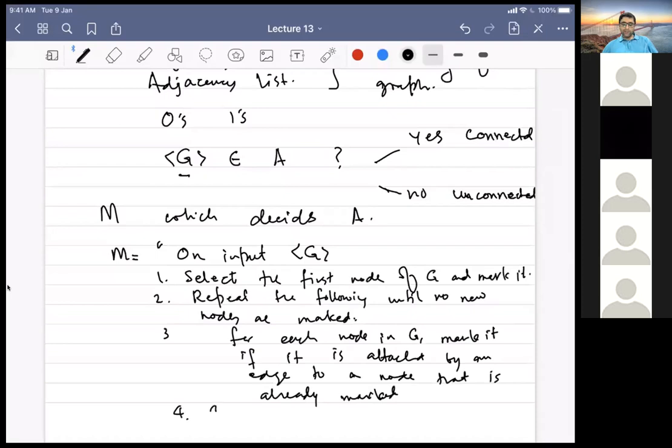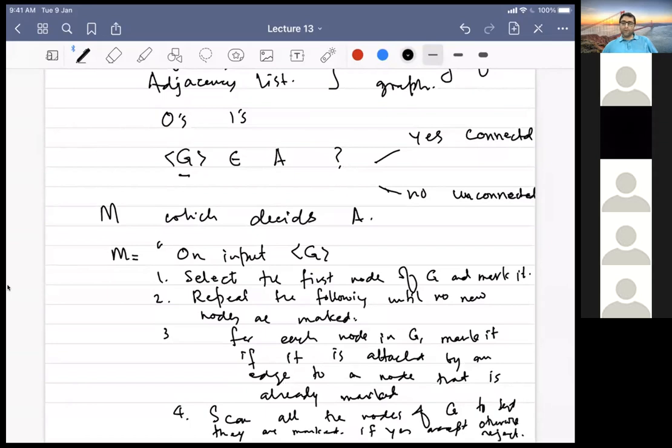Once you have done it, scan all the nodes of G to test whether they are marked. If yes, accept. Otherwise, reject. And this decides it because it gives both outputs, accept as well as reject. So it decides.